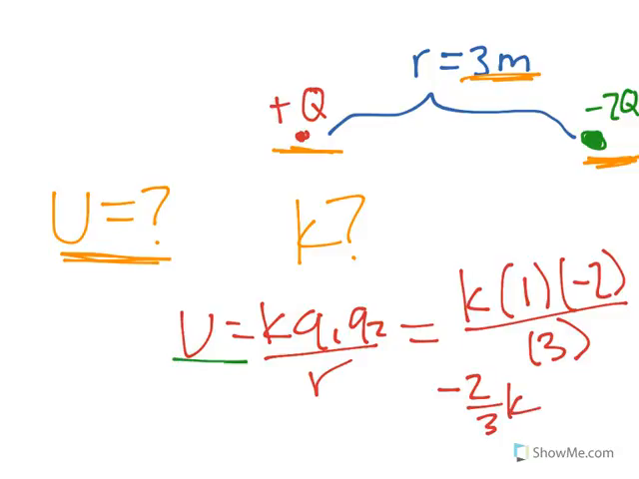So what about units? Electric potential energy is a type of energy, and all energy is measured in joules. Other units of energy would be calories, like in food, or kilowatt hours.